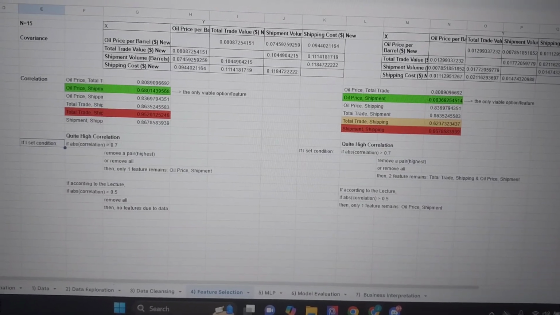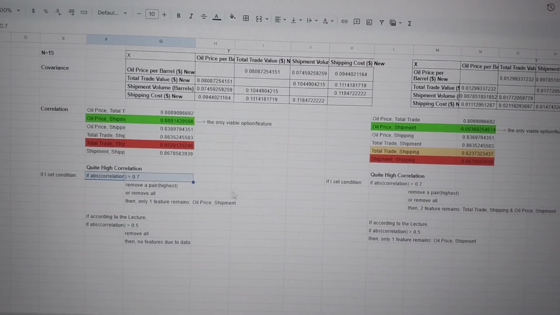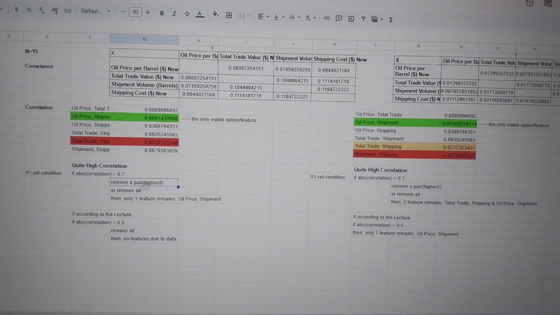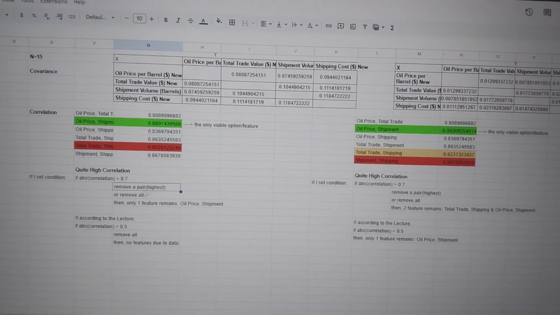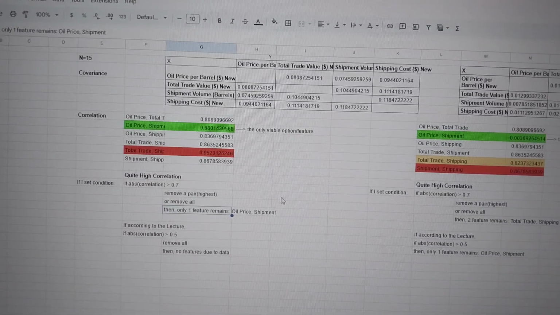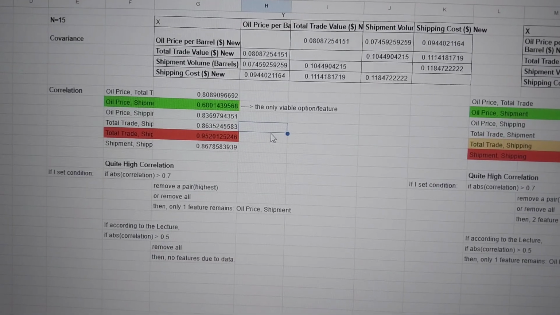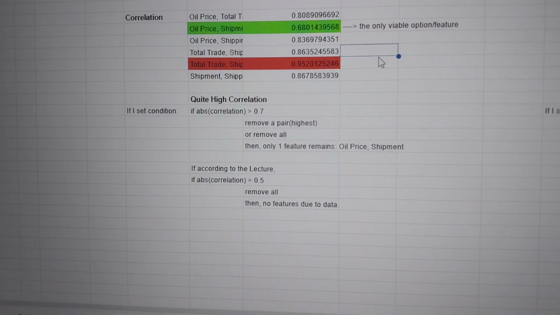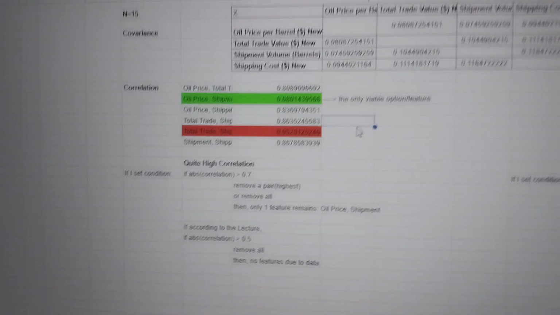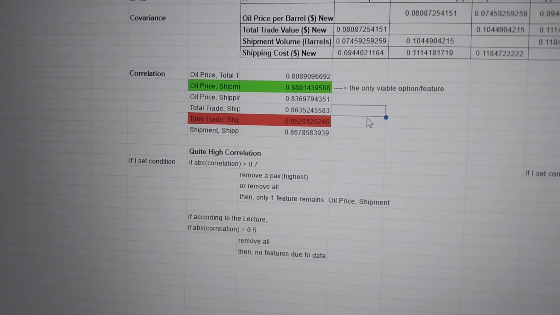If I was able to set a condition here, it would be: if the absolute correlation is more than 0.7, then my first choice was either to remove the highest pair, or just remove all of it. Then only one feature will remain, since this has a decent enough correlation. It's the most viable one. Or if we follow the lecture, if absolute correlation is more than 0.5, then there will be no features in this data because they exceed 0.5.